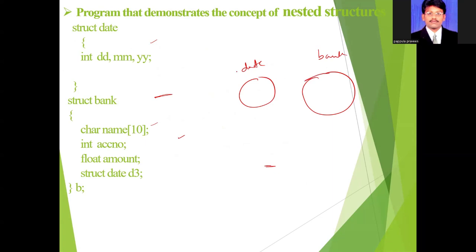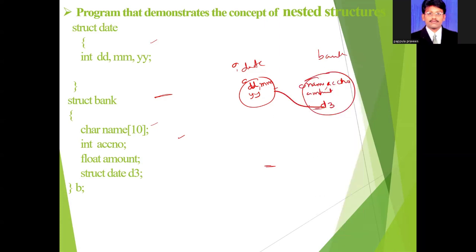Now, what are the fields of date? DD, MM, YY. Now, what are the fields of bank? Bank name, account number, amount, and one more variable is D3. Now, the name data type is character. The account data type is integer. The amount data type is float. Now, what about the D3 data type? D3 data type, you observe here. D3 data type is struct date.